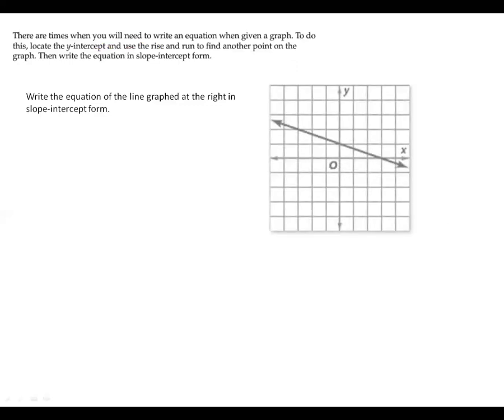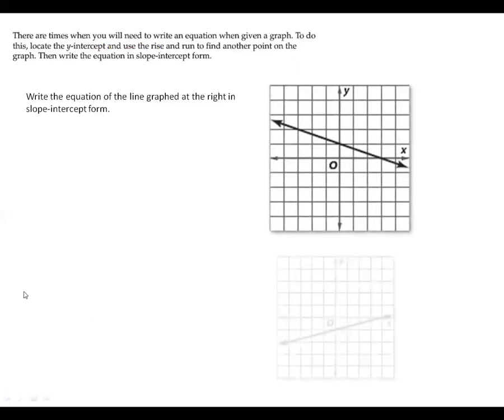All right, there are times when you will need to write an equation when given a graph. To do this, first, check out what the y-intercept is, and then use rise and run to find another point on the graph. Then write the equation in slope-intercept form. So let's do this one.